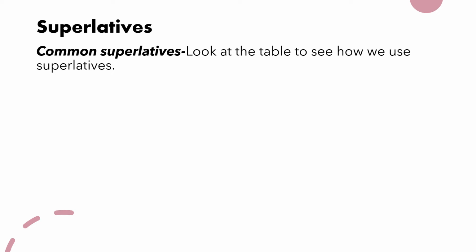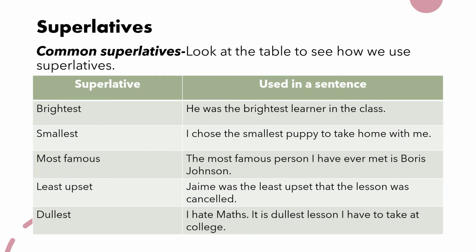Now we're going to go through some of the common superlatives that you would have experienced in everyday English. On the left we have our list of superlatives, and on the right we have examples of how these are used in sentences. Our first superlative is the word brightest. In a sentence, it can be used like this: He was the brightest learner in the class. This word brightest is classed as a superlative because it is the highest extent. Out of everyone in the class, there might be 30 people, the person we're referring to is the smartest or the brightest in this case.